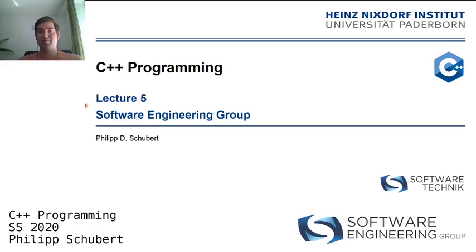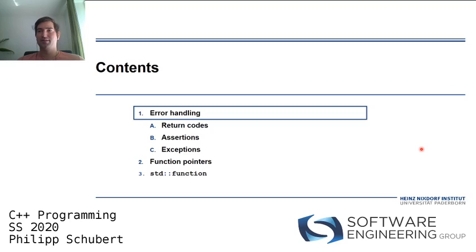All right, hi everybody, welcome back to our C++ programming course. So what are we going to talk about today? Today we will talk about mainly error handling, and all the different kinds of error handling that you might wish to use within your code, within your programs, namely the three categories which are listed here.